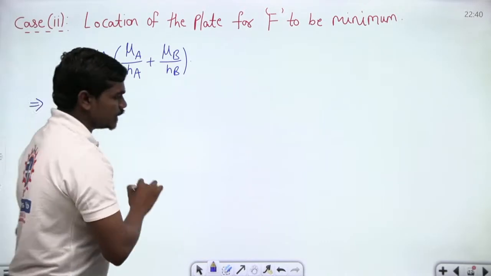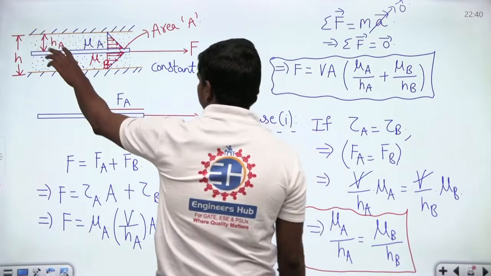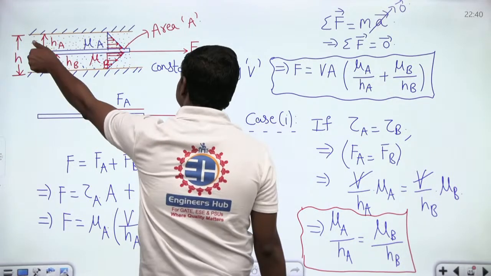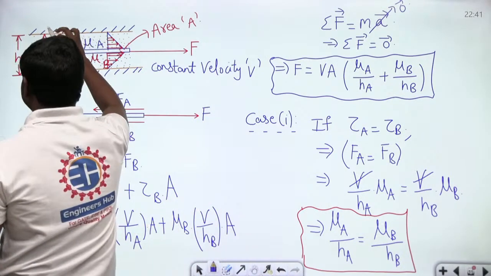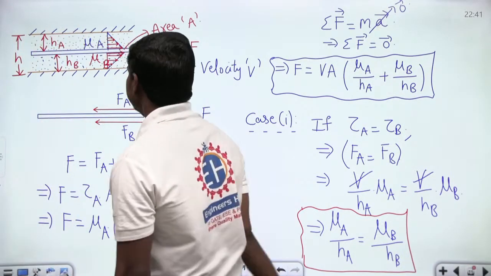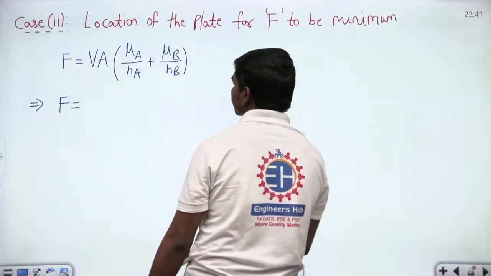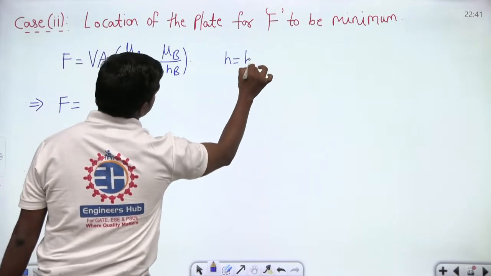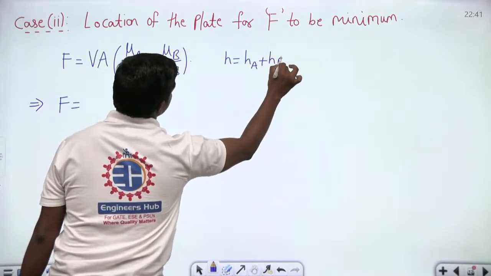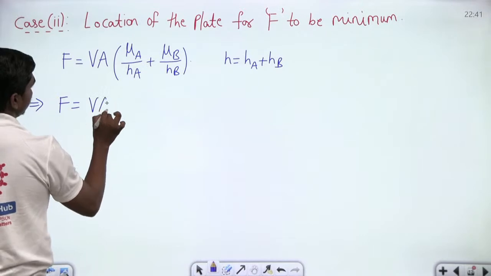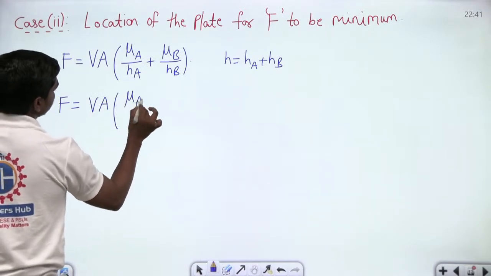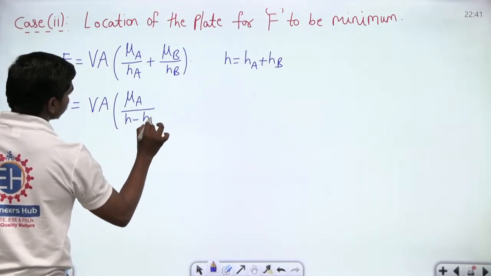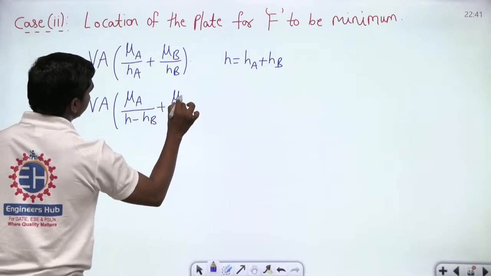this distance h is fixed, correct? The distance h between the plates is fixed. So, HA plus HB is equal to h, and of course, the thickness of the plate is neglected as compared to HA and HB. So, I am just neglecting the thickness of the plate. So, can we write h is equal to HA plus HB, which means in place of HA here, can we write V A into mu A divided by h minus HB plus mu B divided by HB?